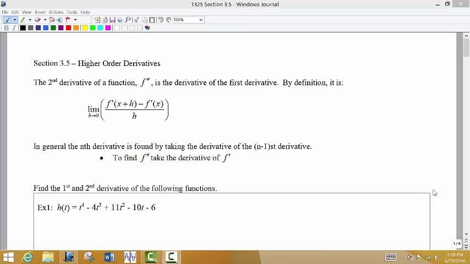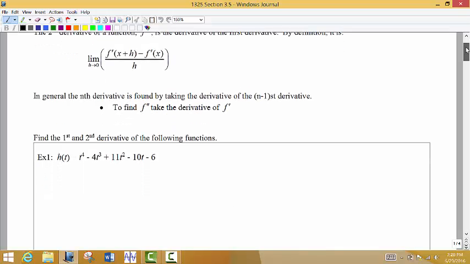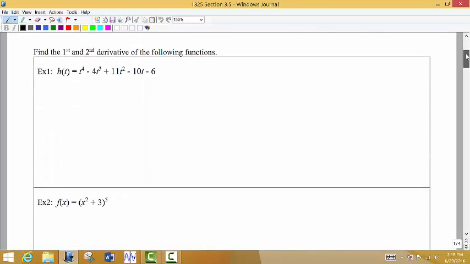In section 3.5, we're going to look at what we call higher order derivatives, and we're going to stick to about the second derivative. So the second derivative is the derivative of the first derivative. If you can take a derivative once, then you can take a derivative twice. All we're going to do is find the first derivative, and then take the derivative of that. Okay, so for example, here we have h of t, and we have our function.